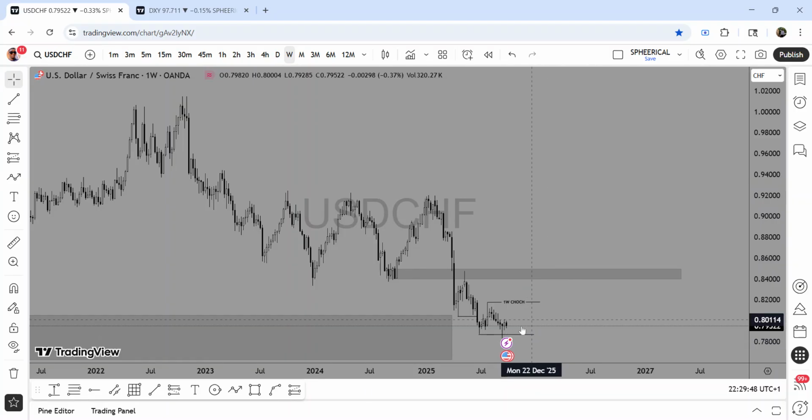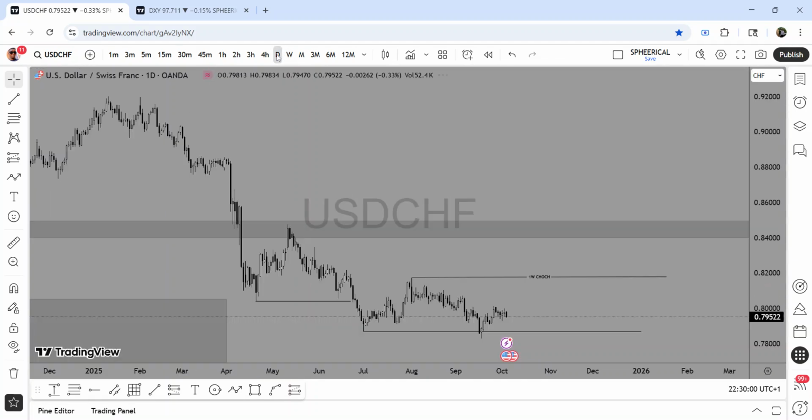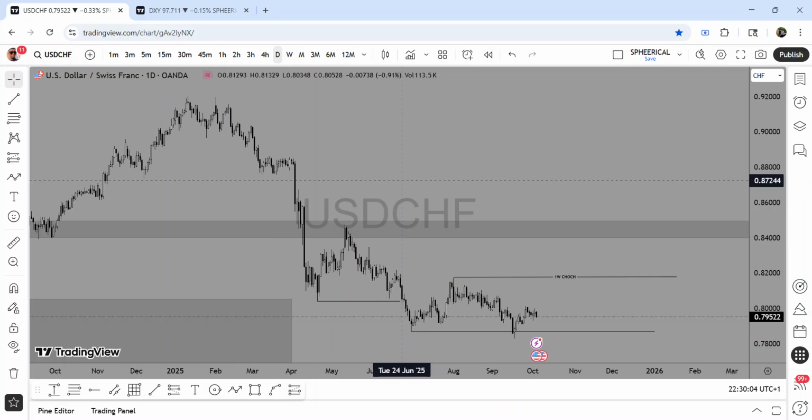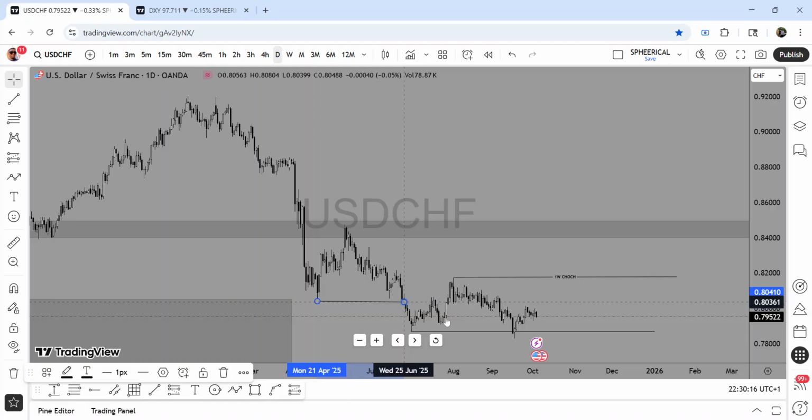So let's go down a bit too. Let's just go to 1 day and see what the market has. If we come to 1 day, what are we seeing? We have seen that there's still a break of structure. This has been the break of structure. It has been the break of structure.